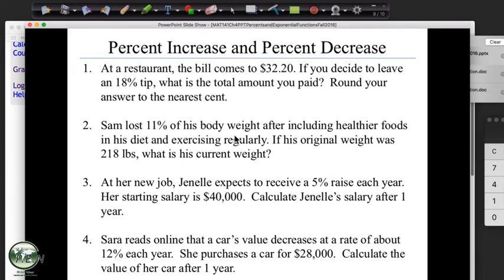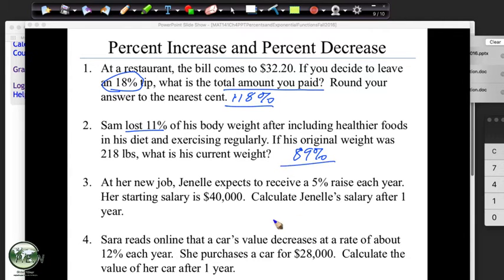Okay. Percent increase, decrease, again, just a lot more questions. The trick to all of these is to figure out what the total amount is whenever we're looking for that. Well, here's an 18% tip. So again, we're going to go 100% plus the 18%, so we're going to use 118 for our calculation. Here's Sam, he lost 11%. So we're going to take 100% minus 11%. I think that gets us to like an 89% is what we're going to be using for our calculation.